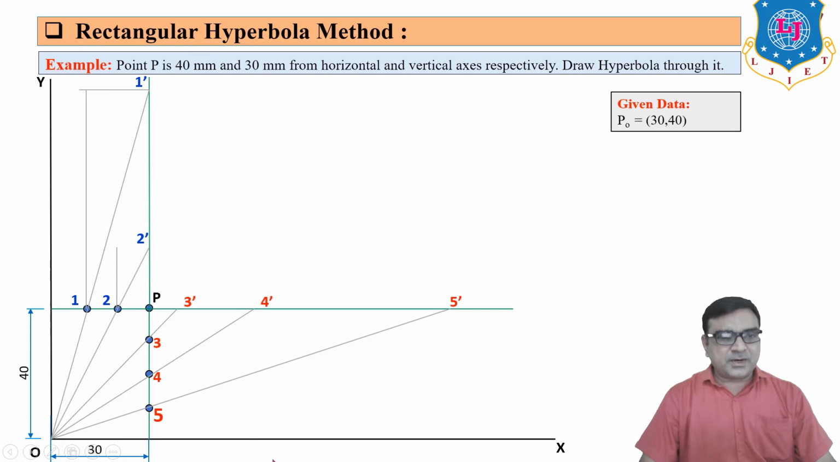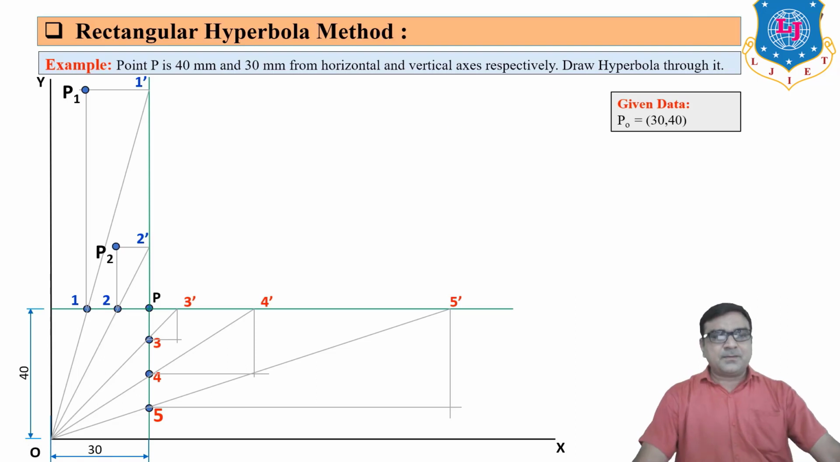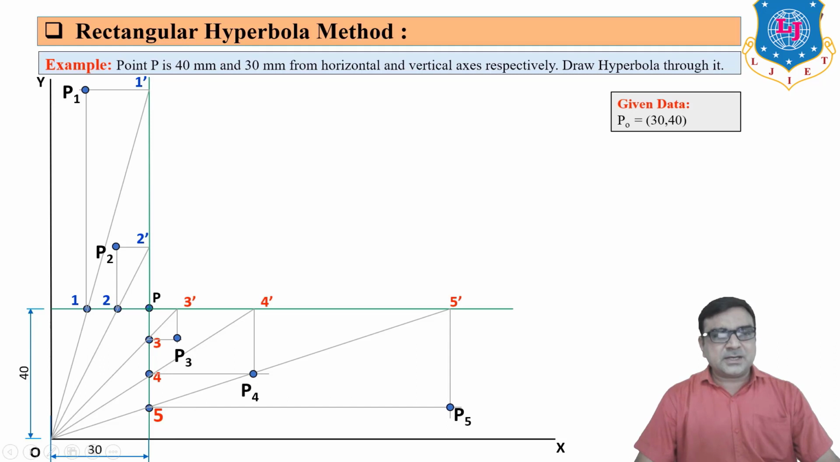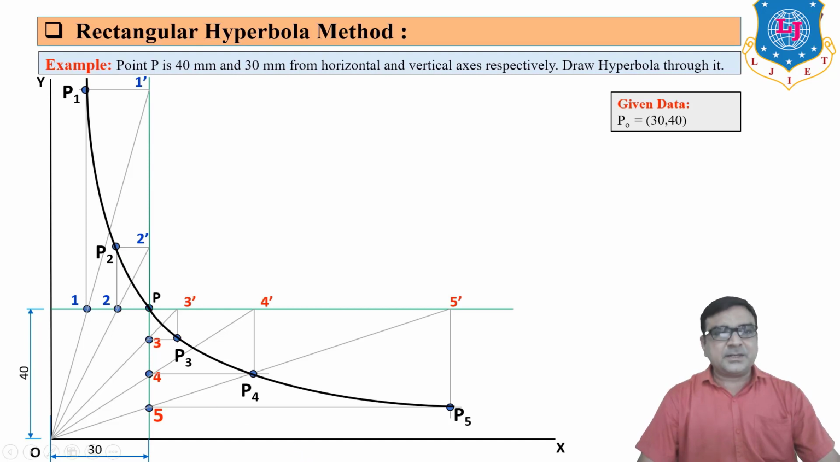Similarly, from 2 vertical, 2 dash horizontal. Similarly, from 3 dash vertical, 4 dash vertical, 5 dash vertical and horizontal from 3, 4 and 5. The respective intersection points are points of the rectangular hyperbola, denoted by P1, P2, P3, P4 and P5. Trace out all the points with a freehand sketch and draw the curve which is passing through P. So this curve is known as a rectangular hyperbola.